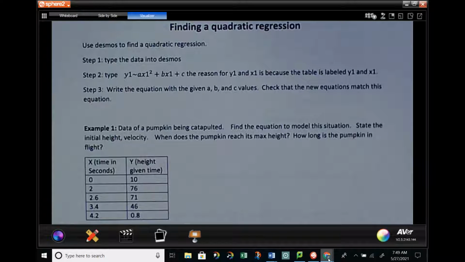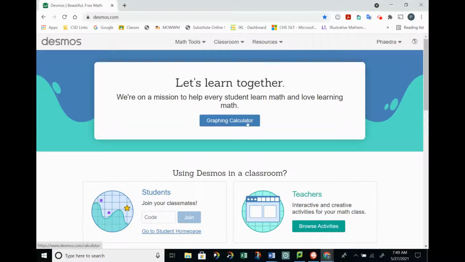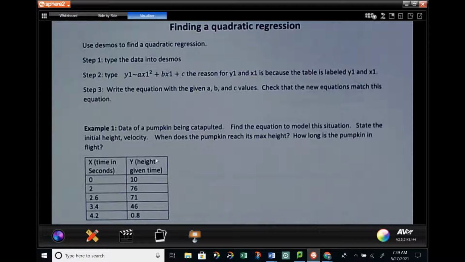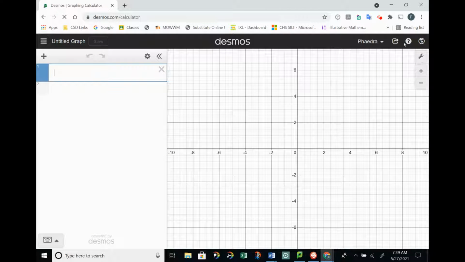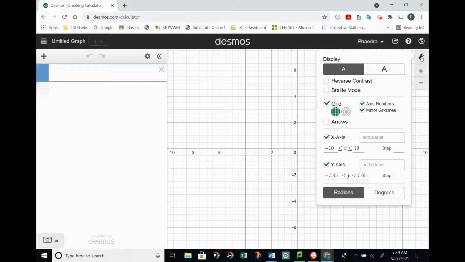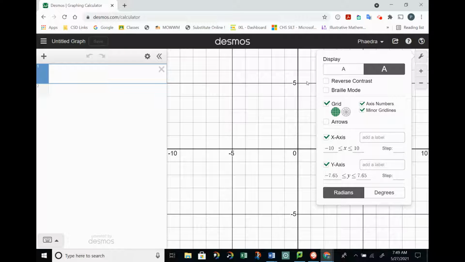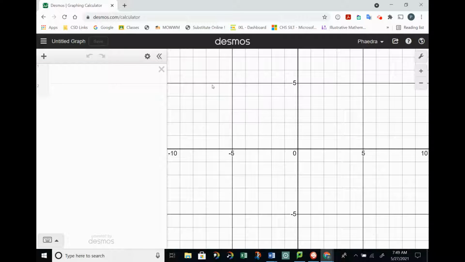So now you're going to open up Desmos. Here's my Desmos calculator. The first thing the direction says is step 1, type the data into Desmos. So we're going to go through and type that data into Desmos. I'm going to make this a little bit bigger so you can see better.